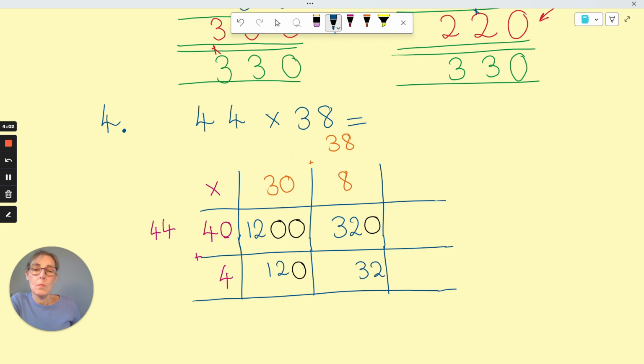So here, we've got to add them together. I'm going to put that, and we've got to add those, and then we've got to add them down, and then this is where the answer is. 1,200 plus 320. 1,200 plus 320.